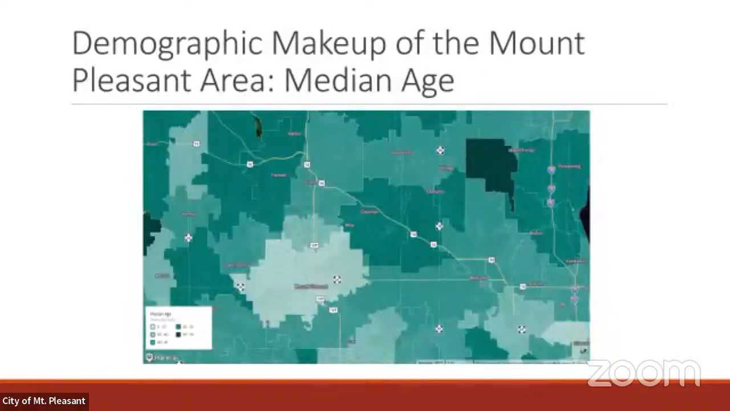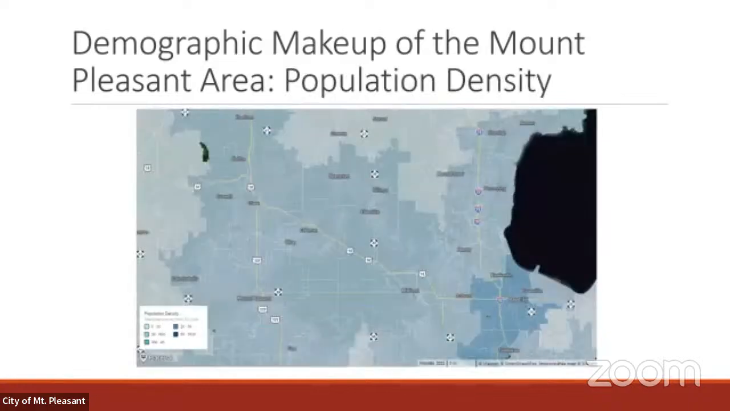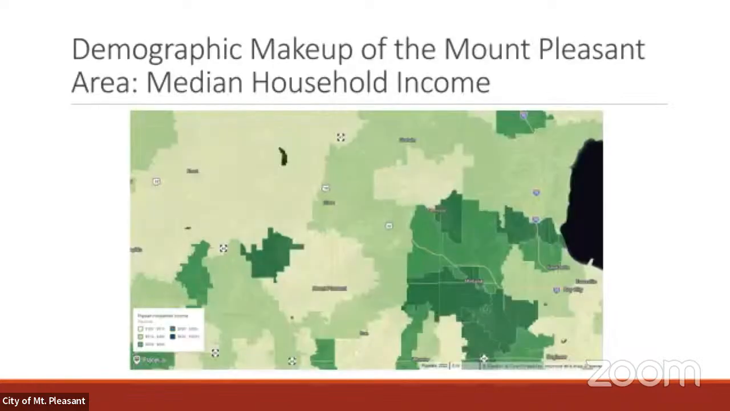And I'll go through those again. That was really quick, sorry. When we're looking at median age, we see how young Mount Pleasant is due to our college population in comparison with the rest of the area. And we have sections in the report that show how these can be cross-analyzed through median age and then population density compared to the rest of the state, and then again with median household income.